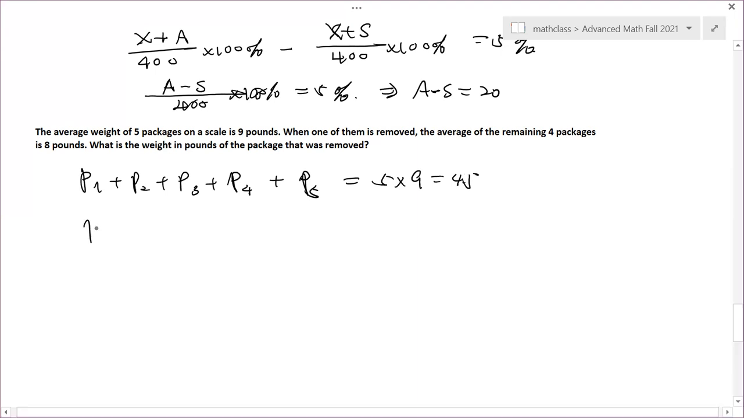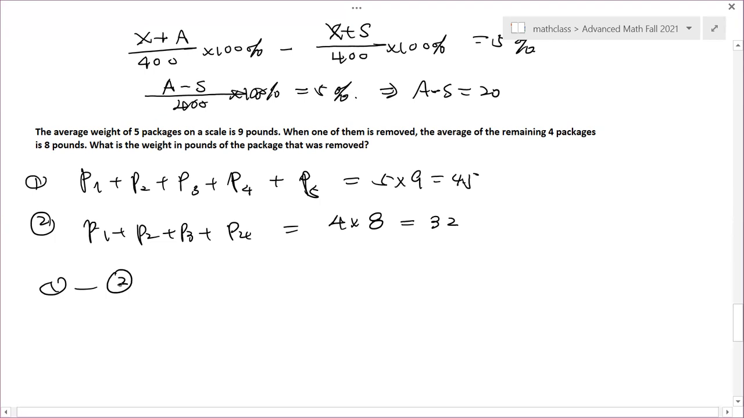And we also know that after we remove the 5th package, the average is going to be 8 pounds. So 4 times 8 is going to be 32. That is equation 2. Equation 1 minus equation 2 is going to be just P5. That's 45 minus 32. It's going to be 13 pounds.